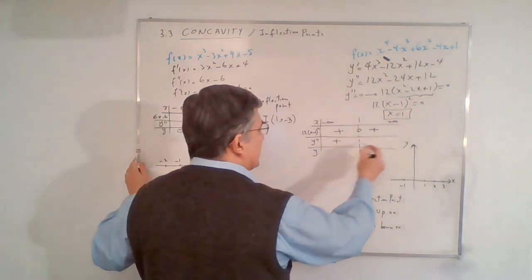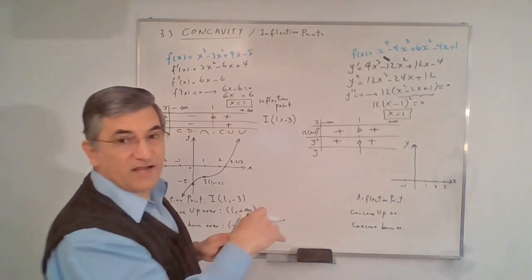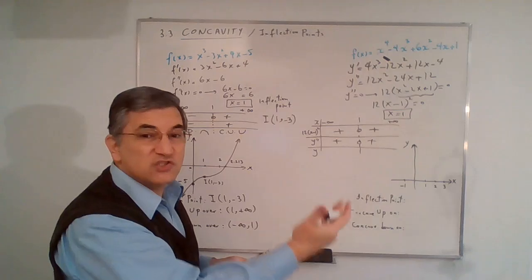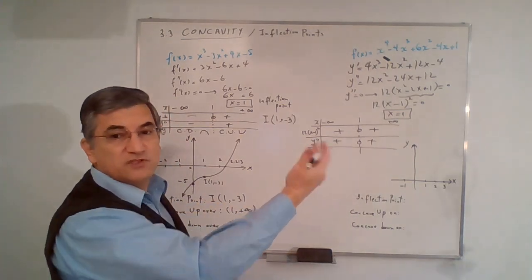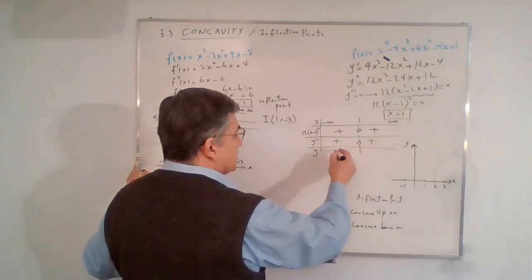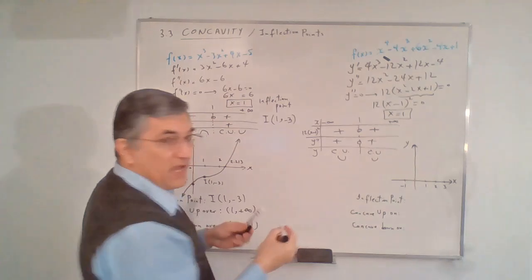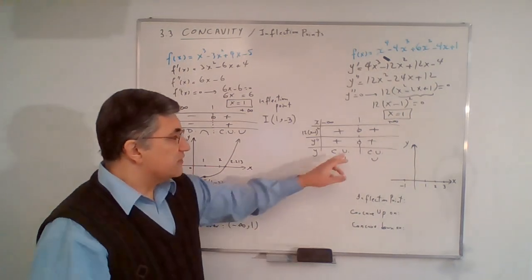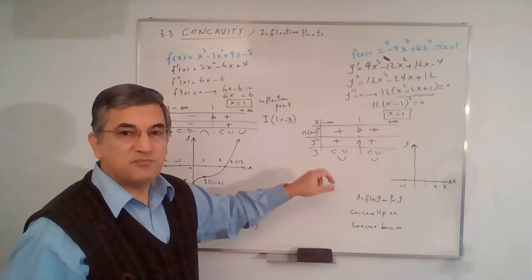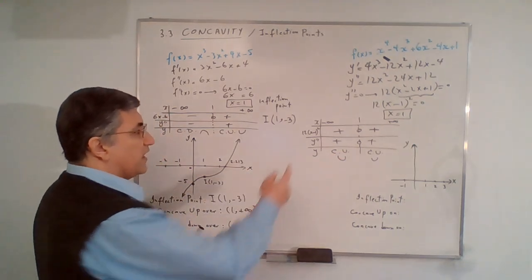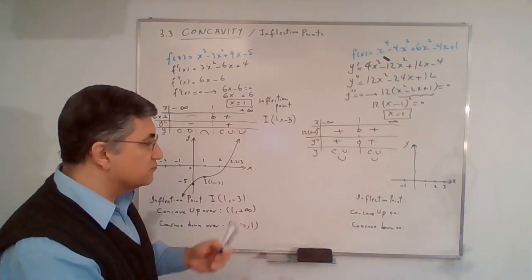And that means that the second derivative, despite the fact that it is 0 at x equals 1, doesn't clearly change its sign. It was positive before, it's positive after. So basically the graph was concave up before, and it's still concave up after. So this means that I cannot, I repeat, not count this point as an inflection point. So x equals 1 is not an inflection point.